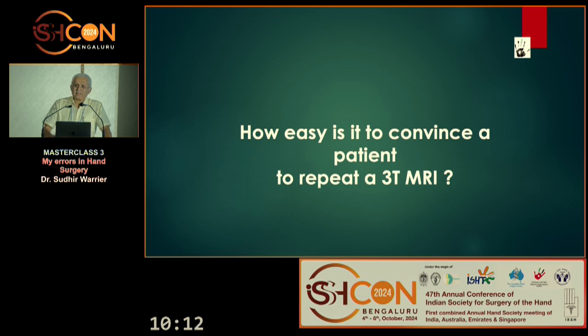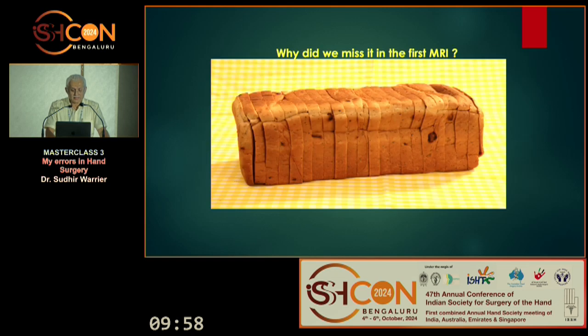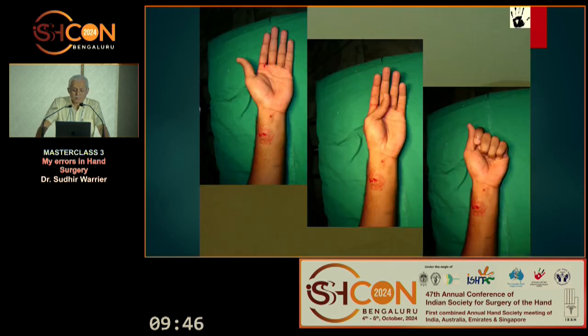So how easy is it to convince a patient for another MRI? They normally think that you're trying to earn money by wrongful means. But we did manage to get this patient to get an MRI. We did manage to find the tumor. And what was happening was that the lesion was hiding within the slices. So you need to be very careful when you're looking at these reports, or else you could have a problem.